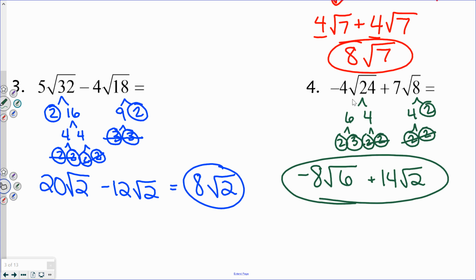Yes, if one of them has an i and one of them doesn't, are they like terms or not? They would not be. So to answer his question, let's say you had 5i radical 3 plus 7 radical 3. The radicals match, but can you add a 5i and a 7? No, so you wouldn't be able to do anything with that. Right. And now if that was 5i and that was 7i, then yes, you could. Great question.